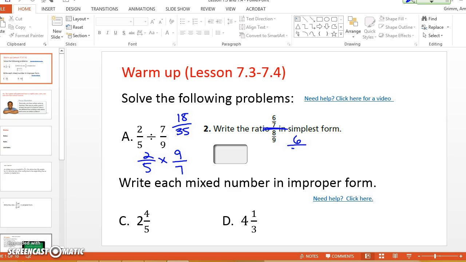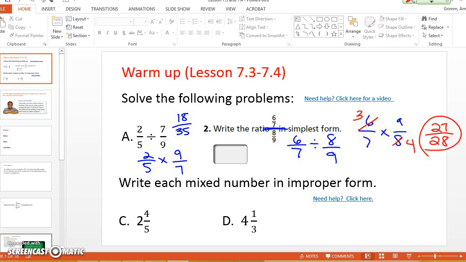So 6/7 divided by 8/9 is how you would write that, and then you just do the exact same thing again. So 6/7 times 9/8, and I like to cross cancel, so is there anything I cross cancel? 6 and 8, good. So this would be a 3, this would be a 4, and now I can multiply straight across. So 3 times 9 is 27 over 28, which can't be reduced.